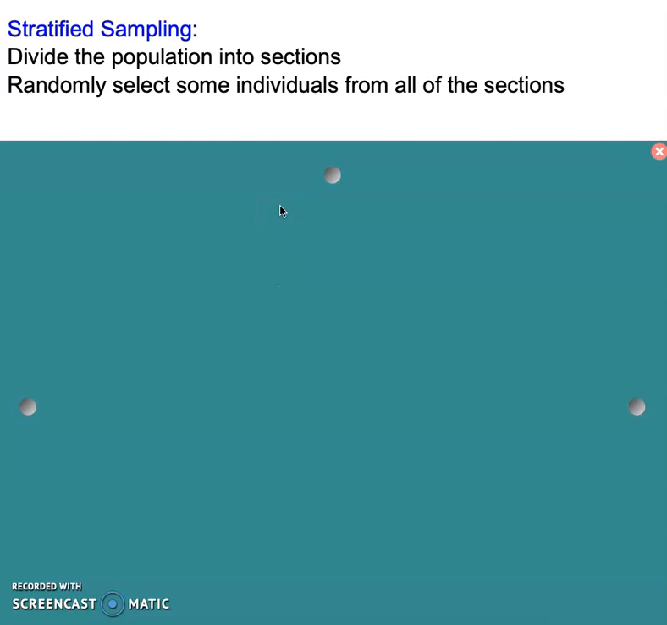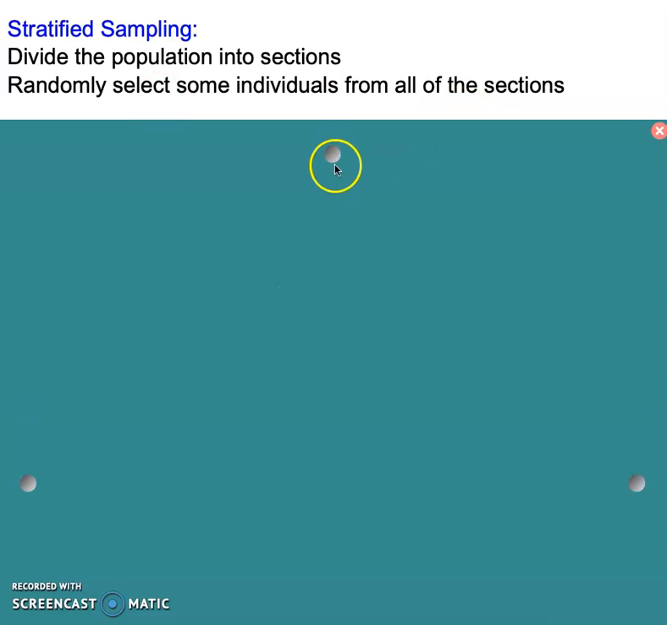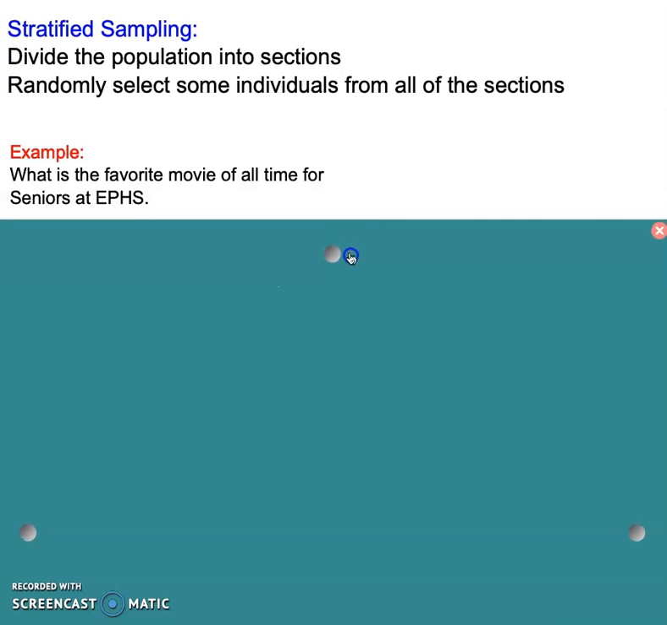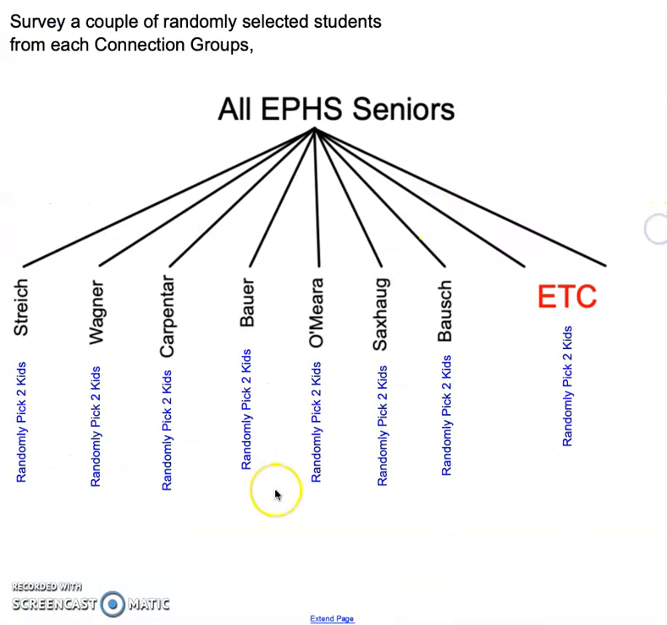Stratified sampling. Again, you divide the population into sections, but this time instead of taking all members from some of the sections, you randomly select some individuals from each one of the sections. Okay, let's look at the movie example with seniors again and see what it looks like.